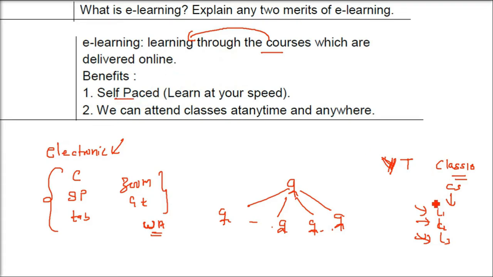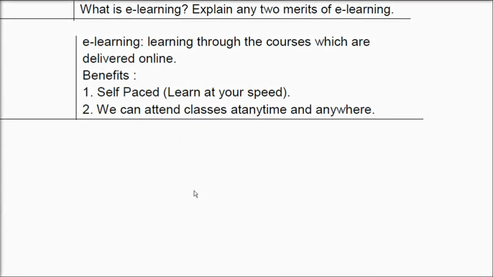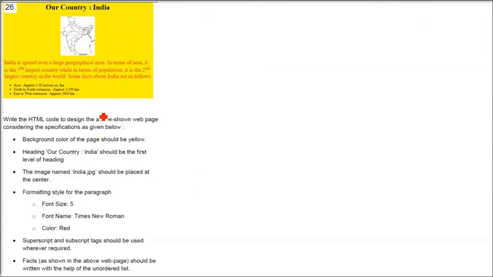So first, it is self-paced, meaning you can read at your own speed. You can read today, you can read once again tomorrow or at night. You can attend class anytime, anywhere. Even if you are at some remote location or at your house, you can attend the class. You can also give quizzes, exams, etc.